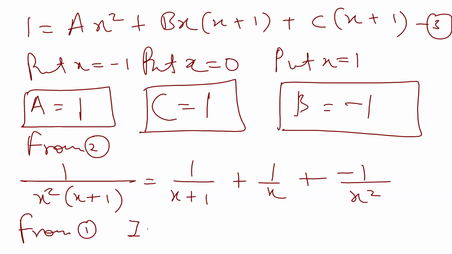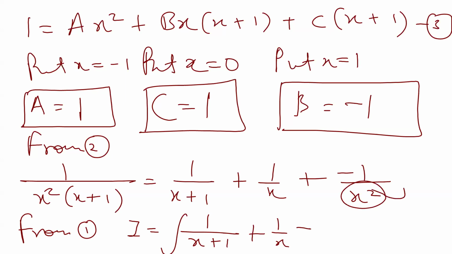From 1, integration 1 upon x plus 1 plus 1 upon x plus into minus is minus, take x square up, x raised to -2. Take the power up if and only if the value of the power is more than 1. If it is not more than 1, for 1 upon x, don't take x as x raised to -1 over here. If it is more than 1, then only take it up. Upper limit is 3, lower limit is 1.